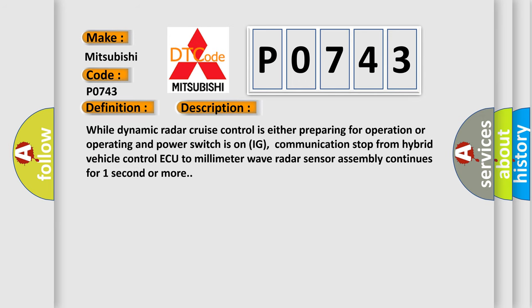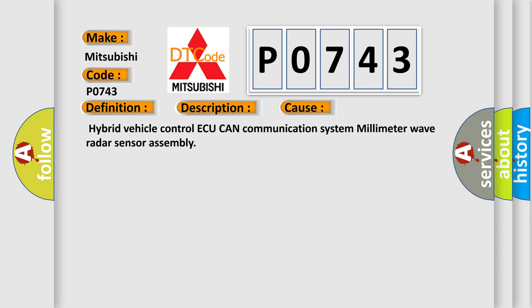While dynamic radar cruise control is either preparing for operation or operating and the power switch is on IG, communication stop from hybrid vehicle control AQ to millimeter wave radar sensor assembly continues for 1 second or more. This diagnostic error occurs most often in these cases: hybrid vehicle control AQ, CAN communication system, millimeter wave radar sensor assembly.